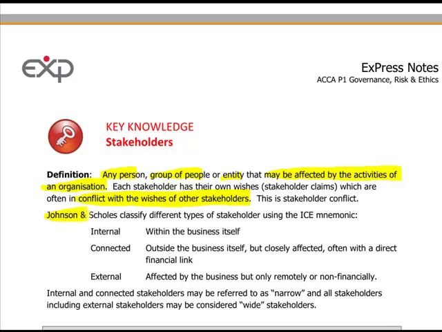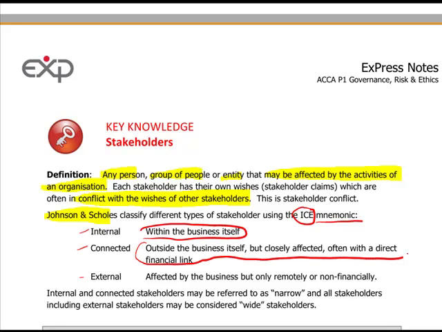Johnson and Scholes, two academics, looked at this in more depth, and what they came up with was the ICE mnemonic, standing for internal, connected and external, and they defined it accordingly. Within the business are the internal stakeholders. If you're connected, however, but not internal, you're outside the business itself. If you're external, you're affected by the business, but only remotely or non-financially. So internal down to external via connected in the middle.